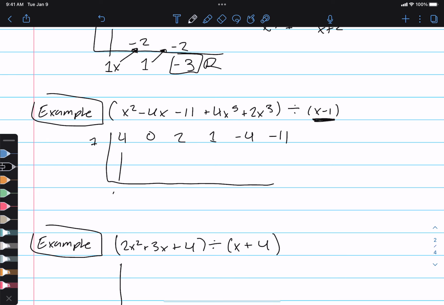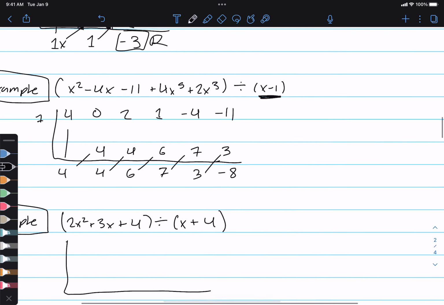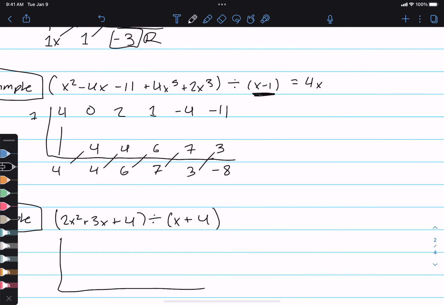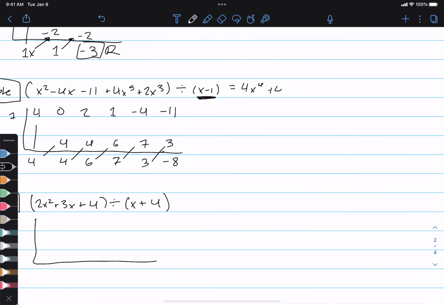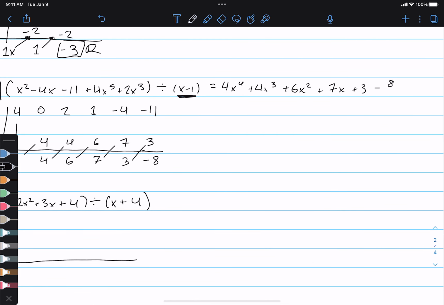So let's start this process. 4, multiply by 1, 4, 0. Or not 0, 4. Multiply by 1, another 4, 6. Multiply by 1, 6. 7 is the result. Multiply by 1, 7. 7 minus 4 is 3 multiplied by 1. 3 minus 11 is going to be negative 8. And so we get 4x to the 4th, because we're going minus 1, plus 4x cubed, plus 6x squared, plus 7x plus 3, minus our remainder right here, 8 over x minus 1.